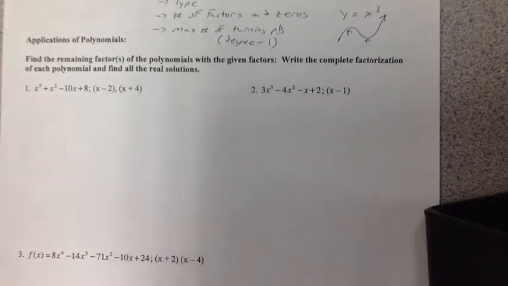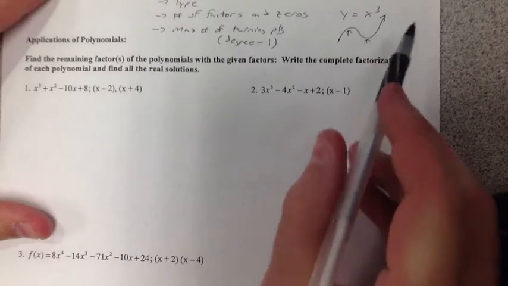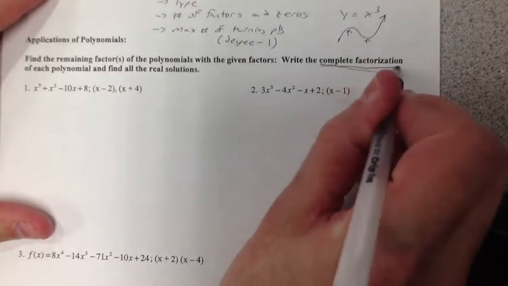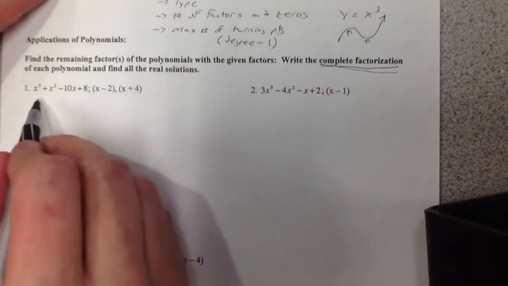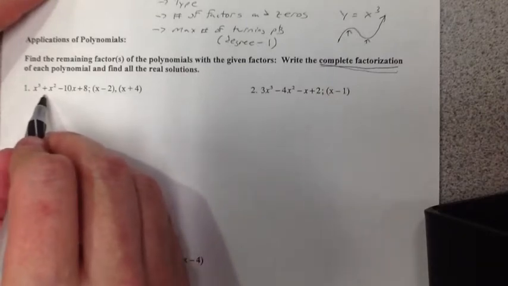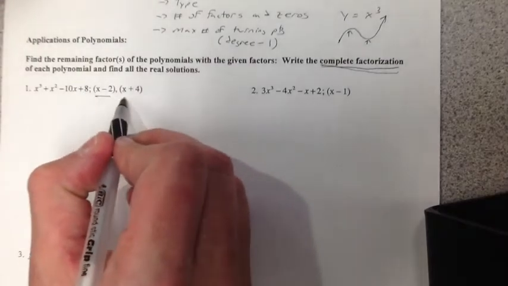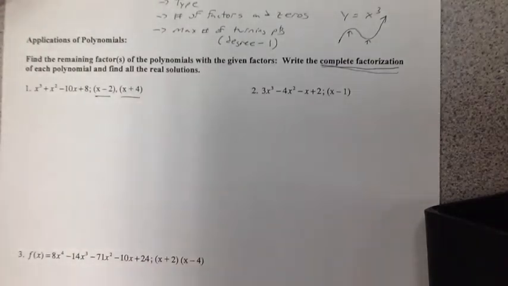Alright, so for the following, what we're being asked to do for part 1 is this starting application: write a complete factorization of a polynomial. Now when I write a complete factorization, that means we're going to factor. They give me this polynomial, x cubed plus x squared minus 10x plus 8. Now we're told that x minus 2 and x plus 4 are factors.